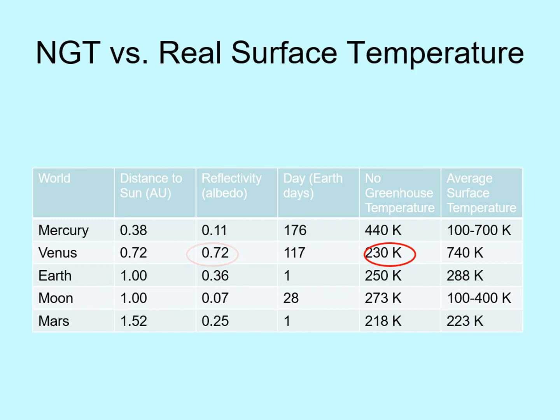But the actual temperature of Venus is ridiculously hot, 740 Kelvin, even hotter than the daytime side of Mercury. Clearly, this is a case where the no greenhouse model has completely failed. Something else is going on here.